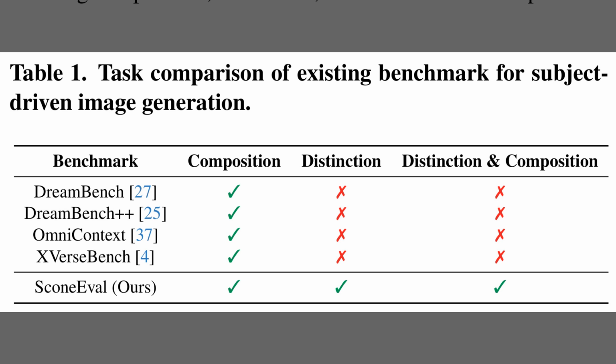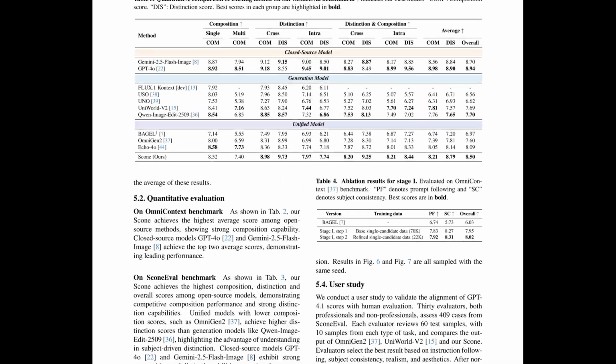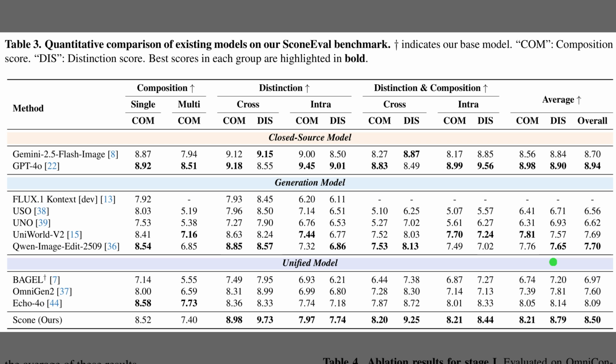This table shows that Scone becomes the best performing open source system on the SconeEval benchmark, getting very close to closed source giants like GPT-4o. The header rows split scores into composition, distinction, and their combination, so we can see which models actually keep the right subject in complex scenes.